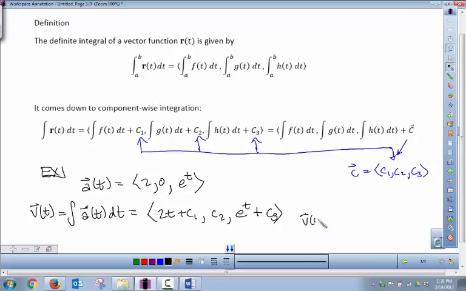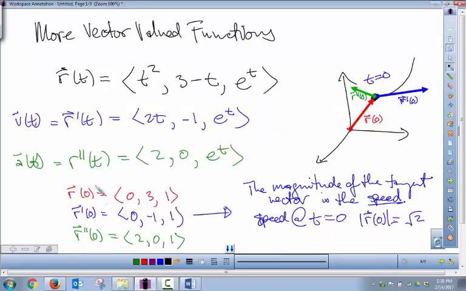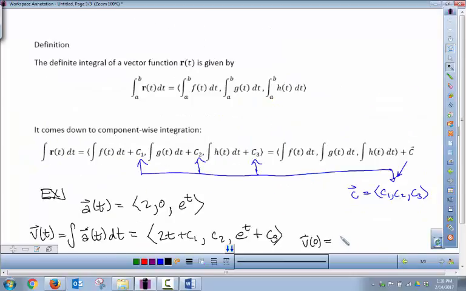And I know that the velocity vector, v of 0, what was v of 0? That's r prime of 0. It's 0, negative 1, 1, right? So let's put 0, negative 1, 1.